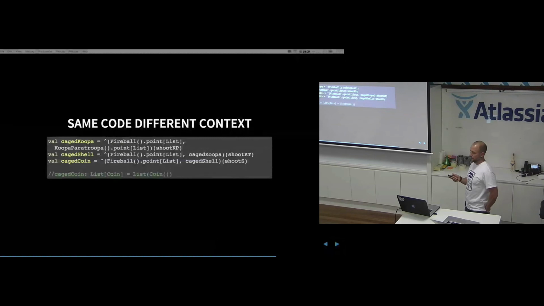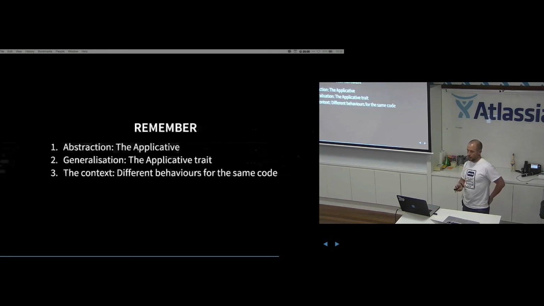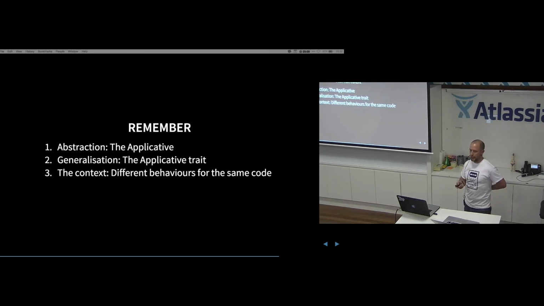Here's a different context. Here's using the List context. So we use exactly the same functions, shootKP and shootKT, shootS, and we get back the coin. So in this case, the Applicative is the abstraction, and the generalization is the Applicative trait, and we get different behaviors for the same code depending on the context we put the function in.